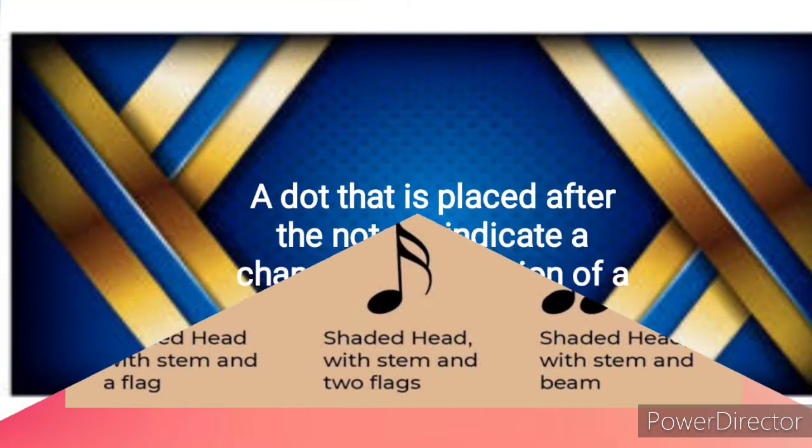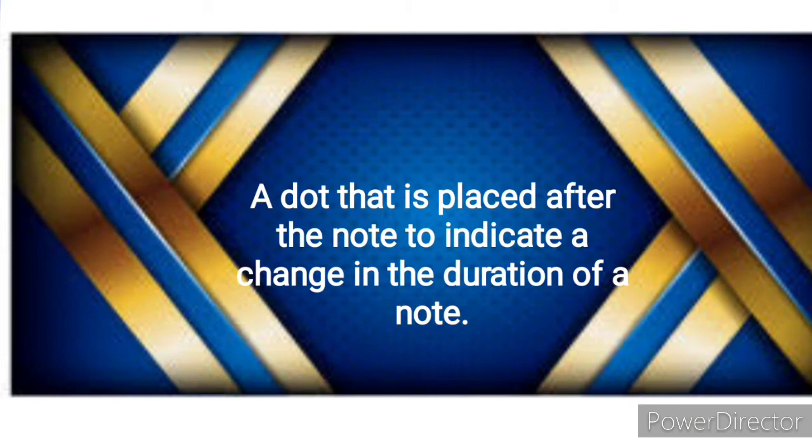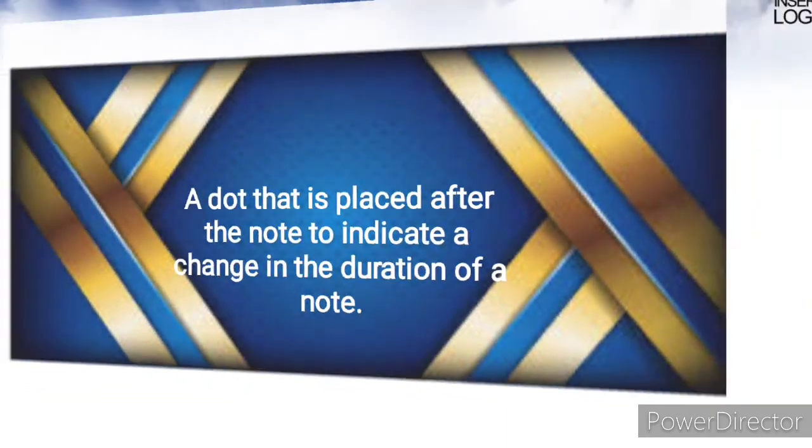Okay. So right about time, let's look at the dotted note. A dotted note is a dot that is placed after the note. Listen again. A dotted note is a dot, yes, that is placed after the note to indicate a change in the duration of a note. There's going to be a change. We have a note. It has its time or its beats. Once we add a dot, it will increase it. It's no longer going to be sung or played in that short form. Is that okay? All right.